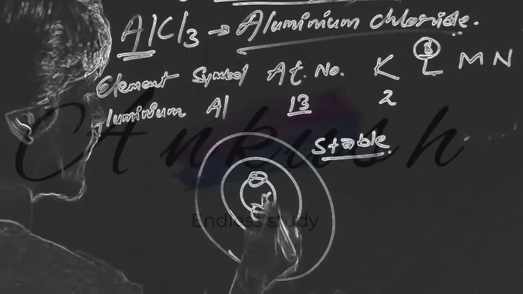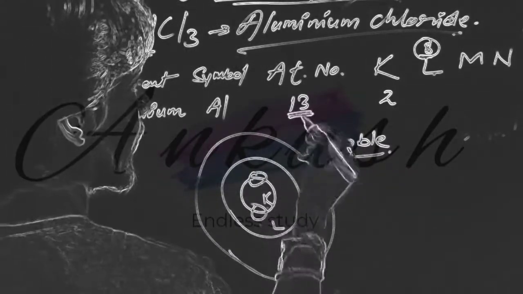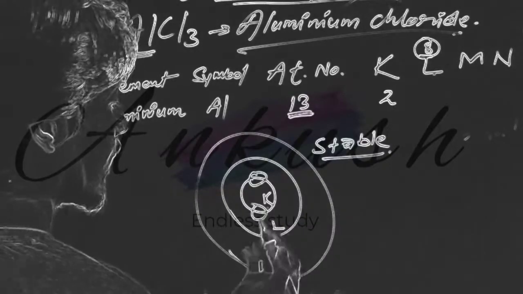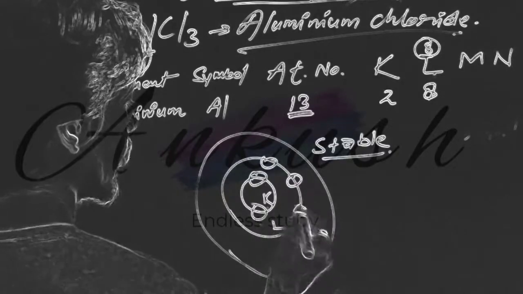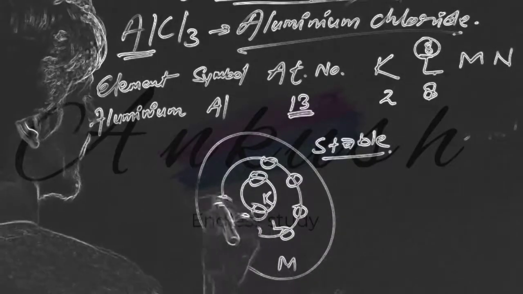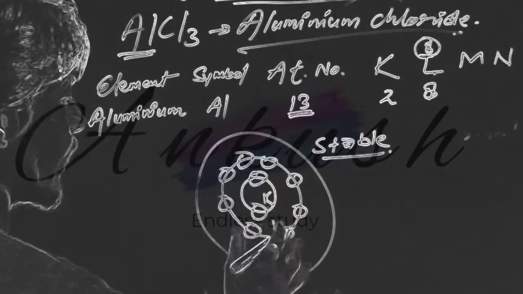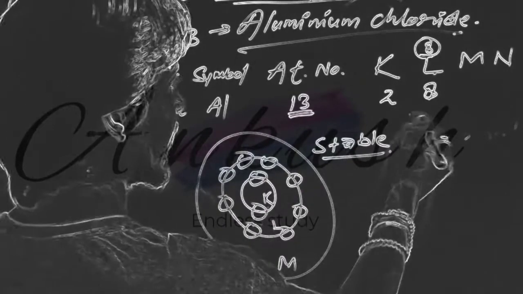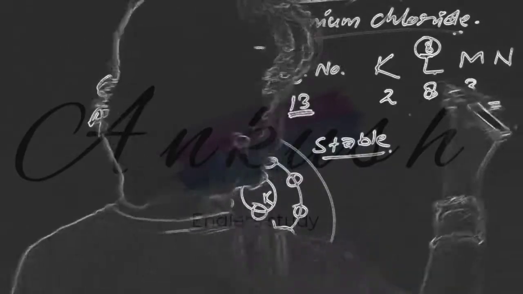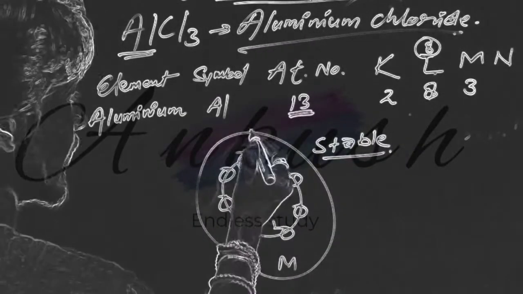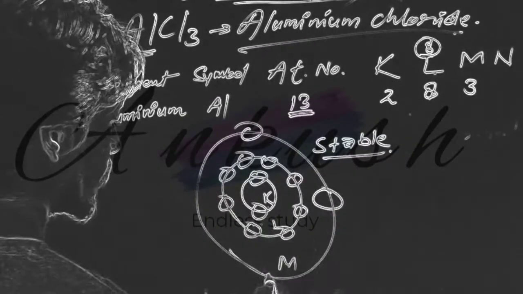So in K we fill 2. How many remaining here? 11. In L how many can be filled? 8. So 1, 2, 3, 4, 5, 6, 7, 8. So L is stable. We fill 10 electrons. Now how much remaining? 3 are remaining. 3 will go in orbital M. That is 1, 2, 3.